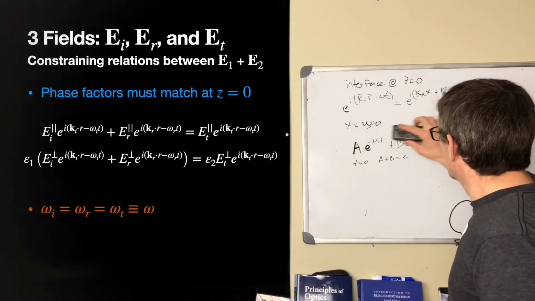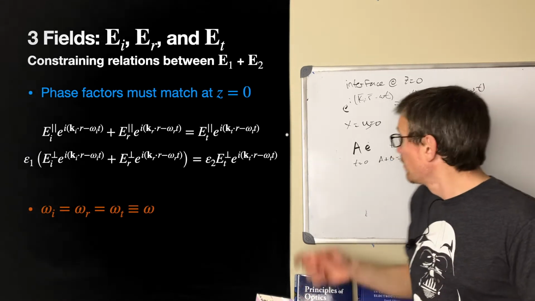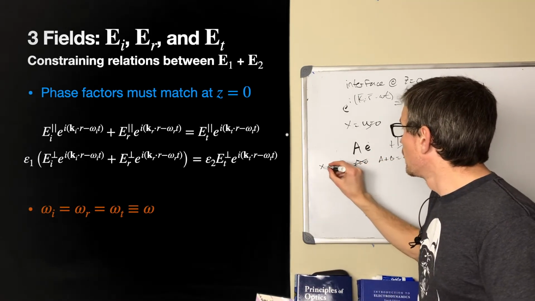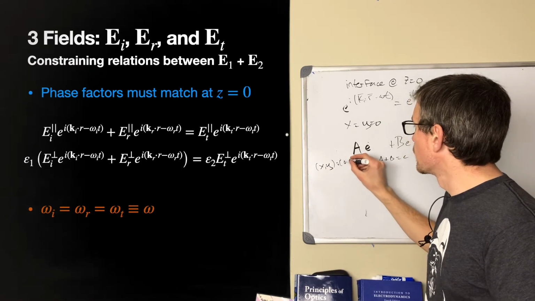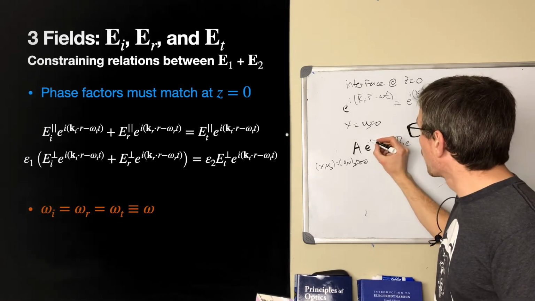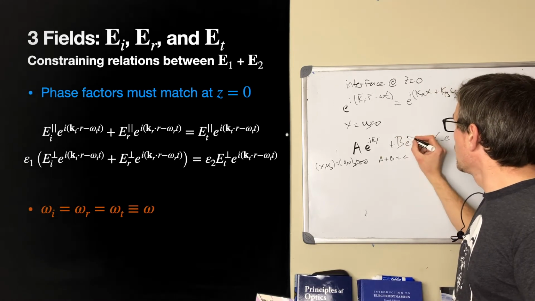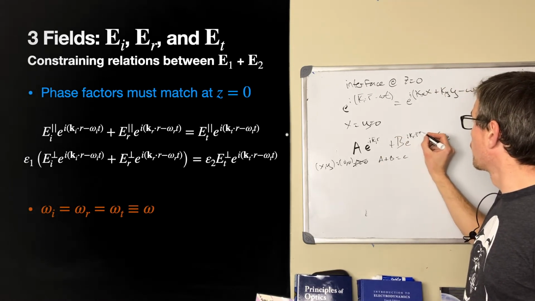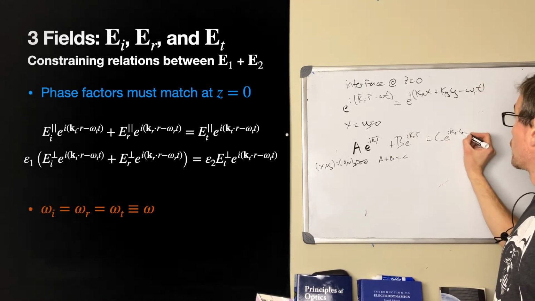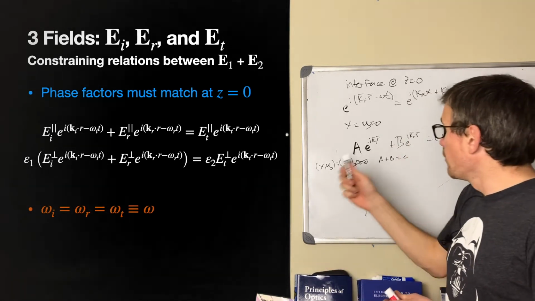So now, at x equals y equals 0, what do we have? We still have a plus b equals c. At x, y equal to 0, 0, we still have a plus b equals c. But now we have these k dot r in the exponentials, k reflected dot r and k transmitted dot r in the exponential. And these all have to be equal, right? So they all match at the origin.